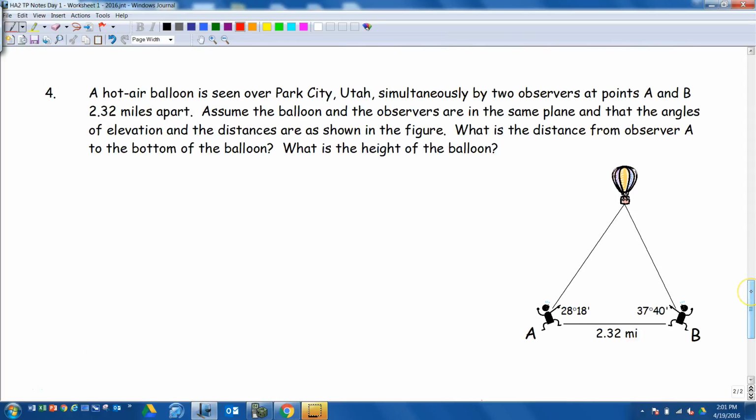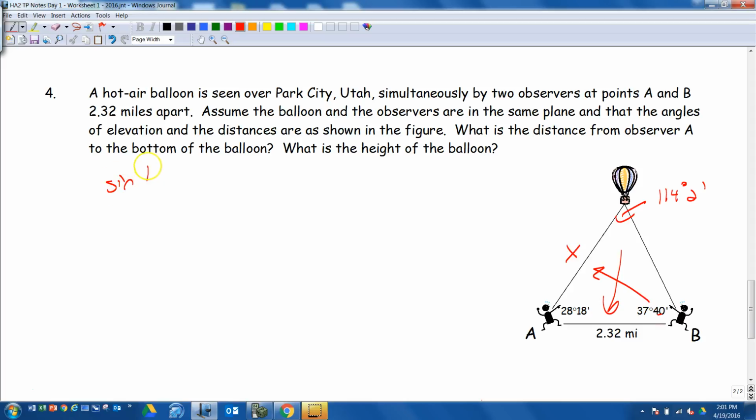All right, we have a balloon. An observer there and there. We need to find the distance from A to the bottom of the balloon. So this looks like, well, we have two angles. Whenever you have two angles of the triangle, we can get the third. So if you do 180 minus 28 degrees 18 minutes and 37 degrees 40 minutes, you get this angle is 114 degrees 2 minutes. Now I can use law of sines because I have that angle and that side, and I want this over here.